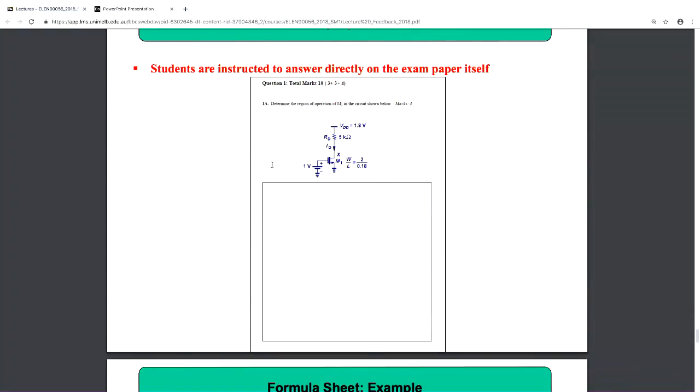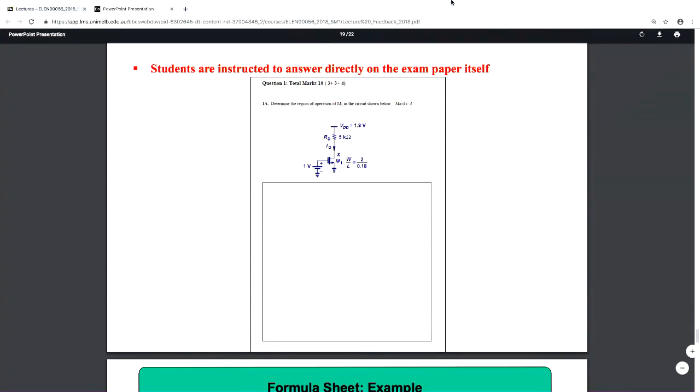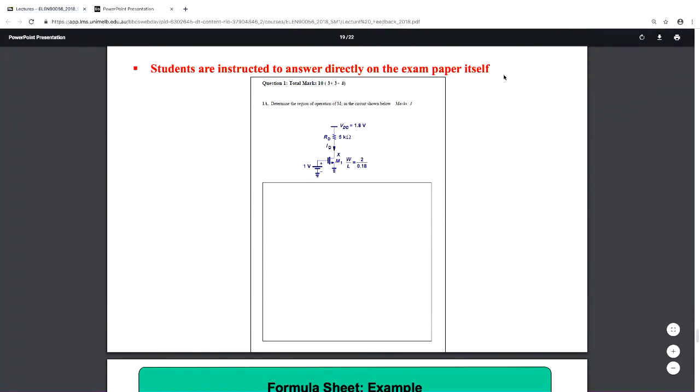And as I said, the students are instructed to answer directly on the exam paper. So the question is like this, and then you have to write your answer here.